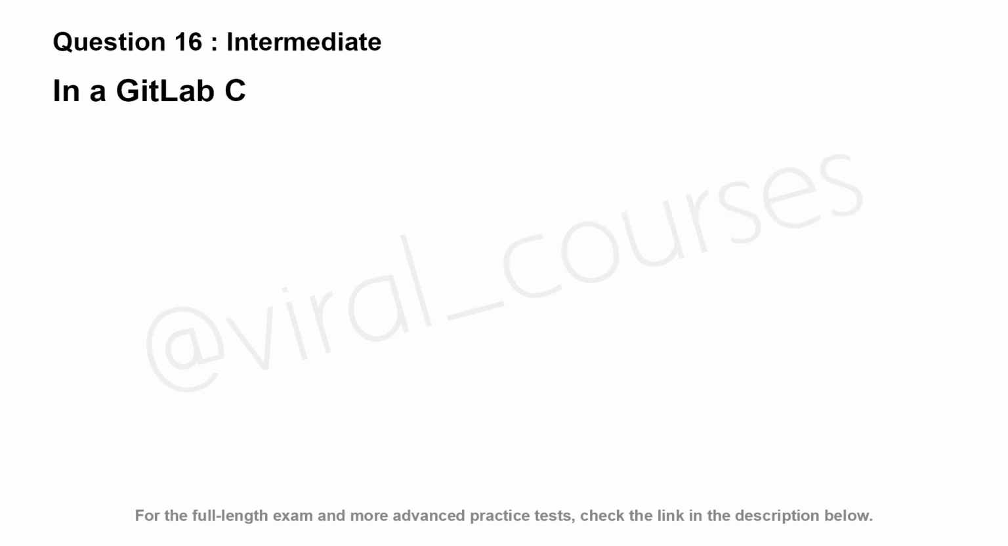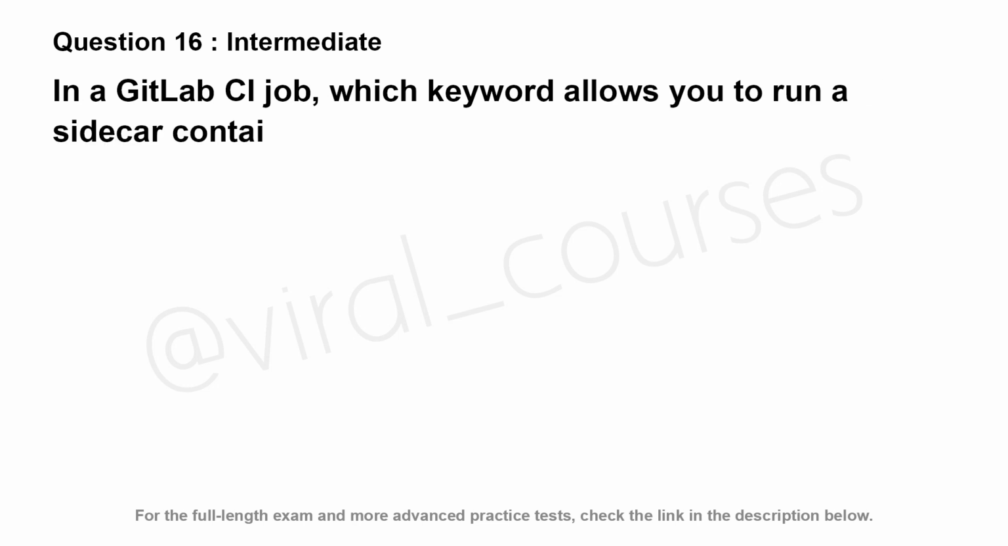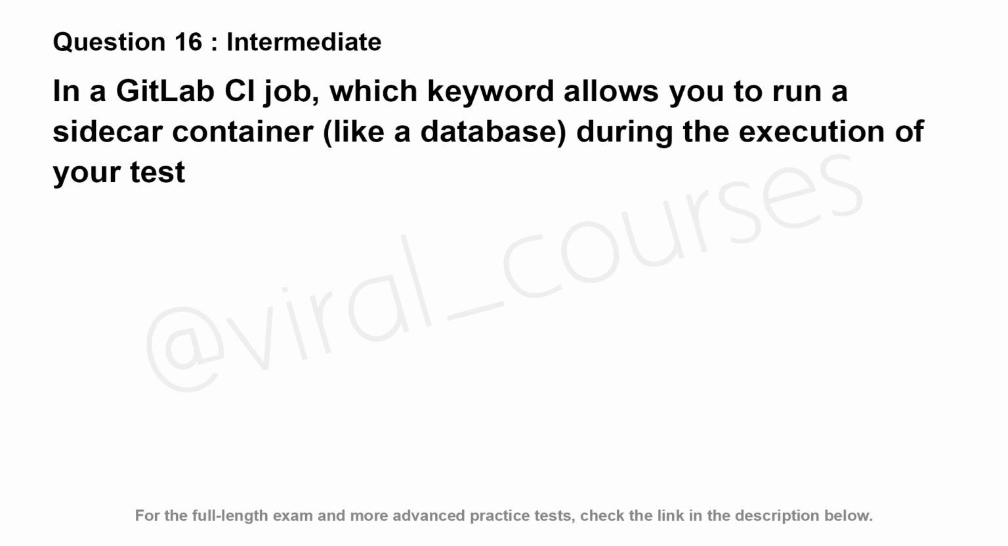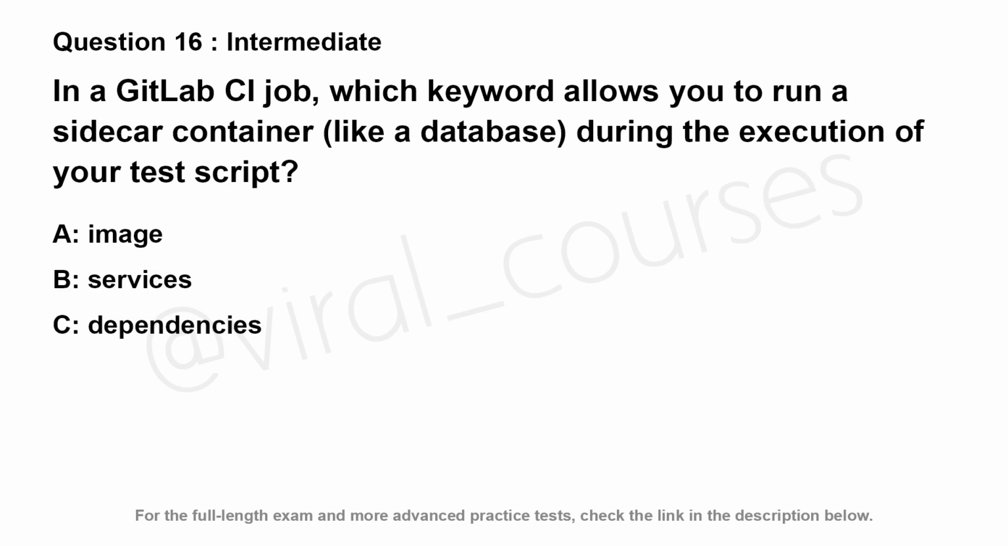In a GitLab CI job, which keyword allows you to run a sidecar container, like a database, during the execution of your test script? Option A, image. Option B, services. Option C, dependencies. Option D, include.